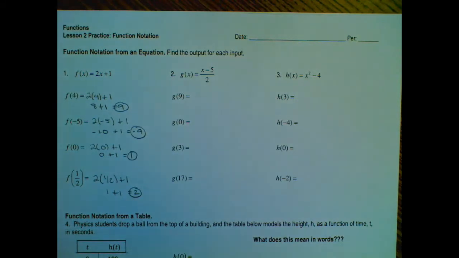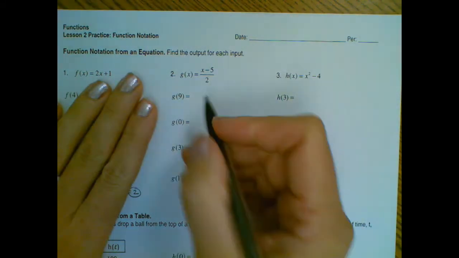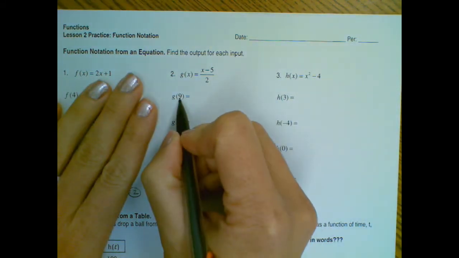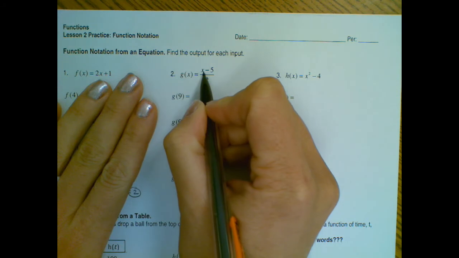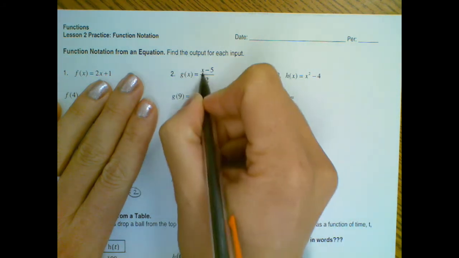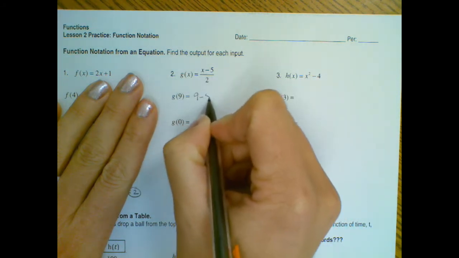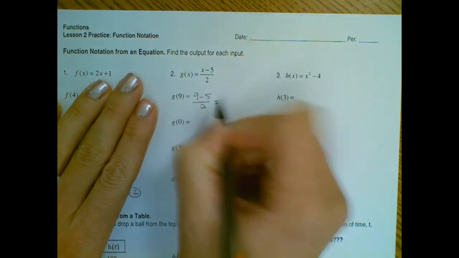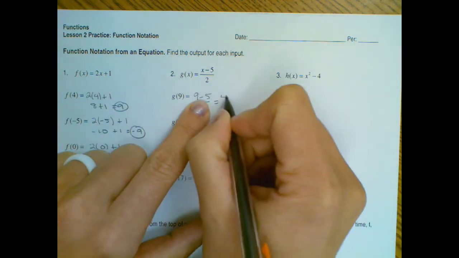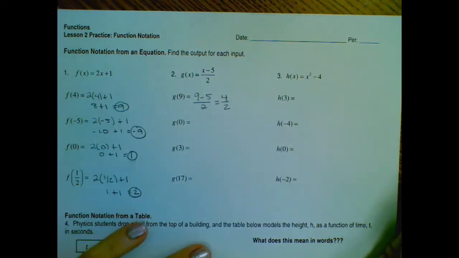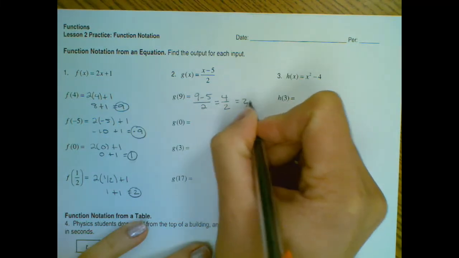For g of x, we have the same type of thing. Wherever we have x, we're plugging in for the x in the function g. So here, where x is, we'll put 9. So you have 9 minus 5, which is 4, divided by 2 is 2.